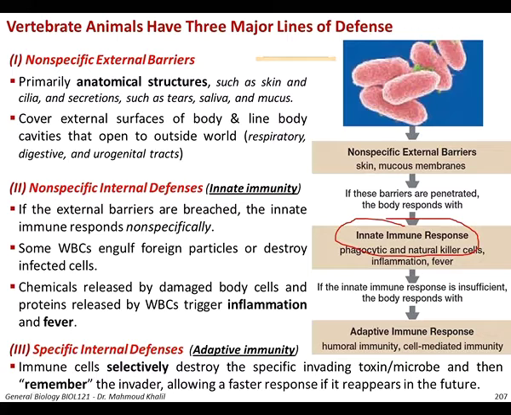So what happens if this innate immune response is compromised or insufficient to combat the invader? The body responds with a very specific immune response, which is the adaptive or acquired immune response, and it responds by either humoral immunity or cell-mediated immunity. What's the difference generally between humoral and cell-mediated immunity? Cell-mediated means cells are involved in the immune response, while humoral immunity means molecules are involved.